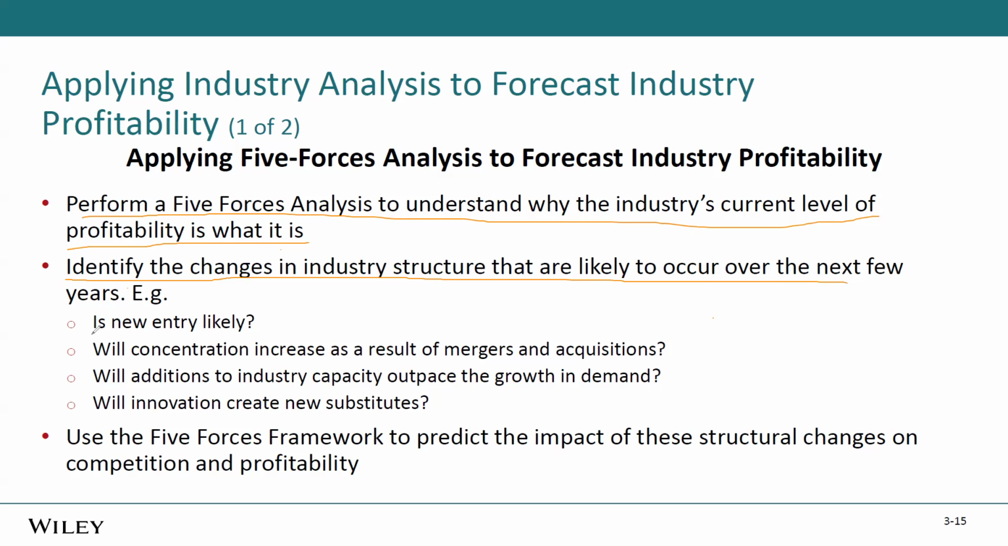Could new entrants come online? Could the structure change that way? Is there likely to be consolidation? Maybe we're in a really new industry where there's lots of competitors, but maybe we realize we're just at the beginning of what's called the industry life cycle, and that a lot of these new players are probably going to go bust or get bought out by larger players.